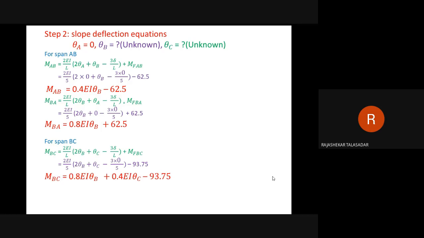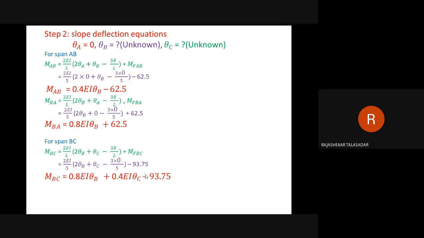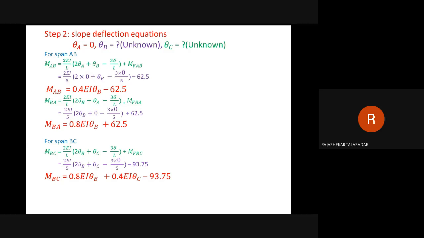If you simplify this, 2 by 0.5 is 0.4. 0.4 into 2, 0.8. This is 0.4 theta C. This is 0. So minus 93.75. Now, can you tell me what is MCB? Can anybody tell me what is MCB in line with this next equation? What is MCB? Anyone?